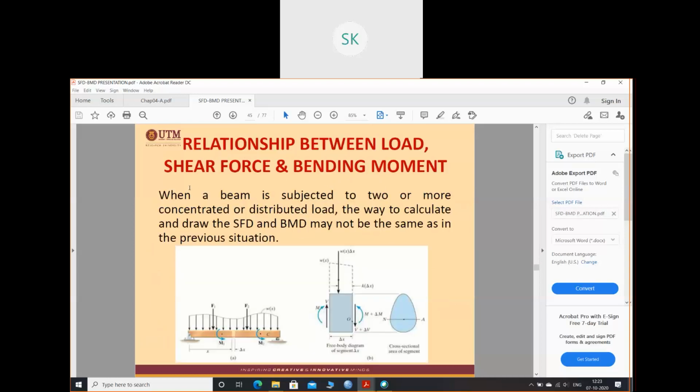So see, the relation between load, shear force and bending moment. What is the basic relation between these three? When a beam is subjected to two or more concentrated or distributed loads, the way to calculate and draw the shear force and bending moments is the same as in the previous equation. So, rule number 8. So you will have different shear force and bending moment.